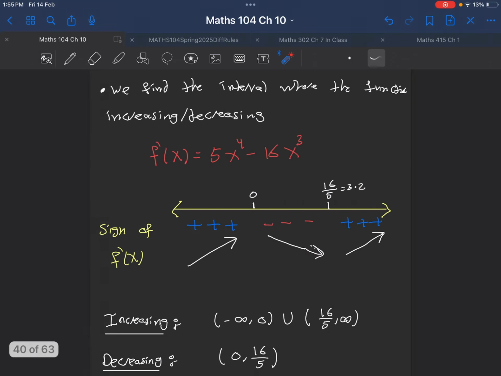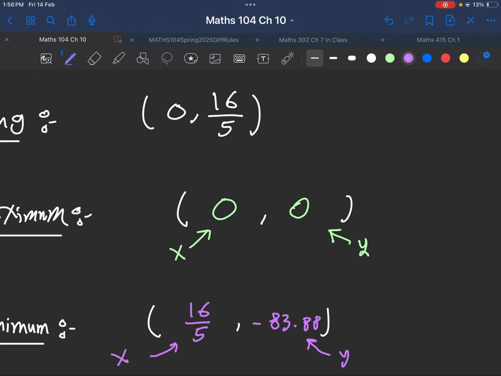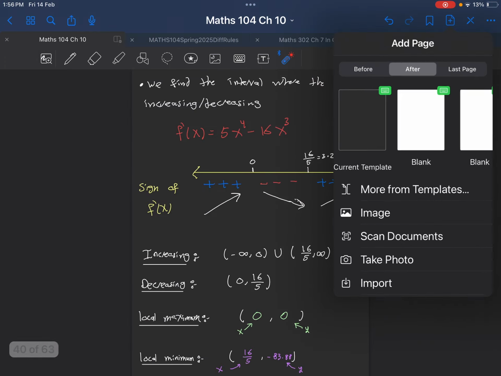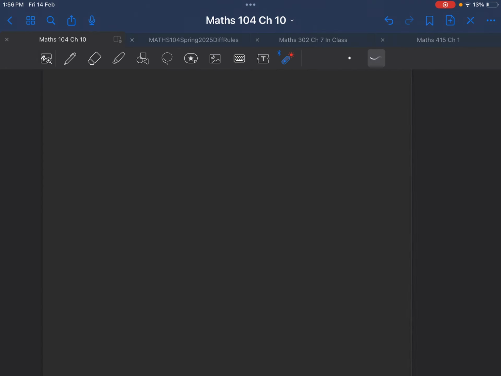The answer will be approximately -83.88. This is the value for y. So we find increasing, we find decreasing, we find local max and local min. Why do I need these? Because I will sketch the graph, so I need to know where to put this one and where to put this one. So when I sketch the graph, I can get kind of an accurate sketch for it.